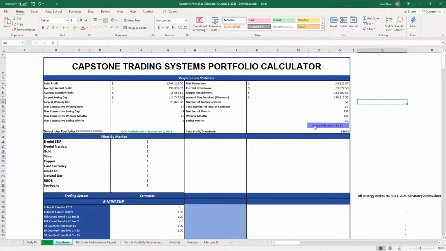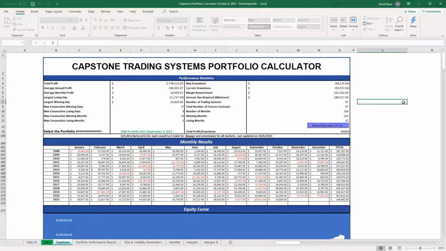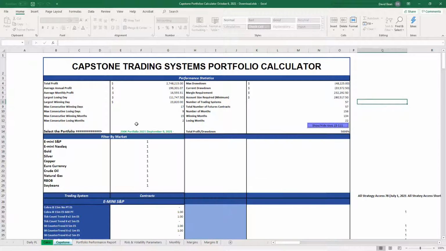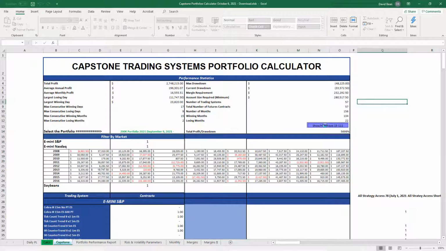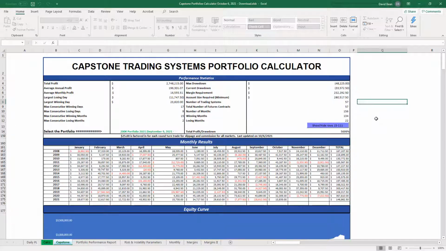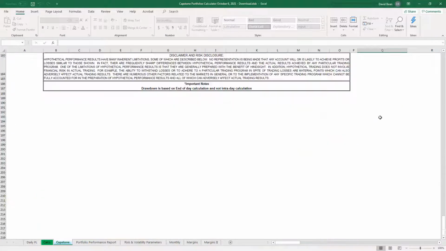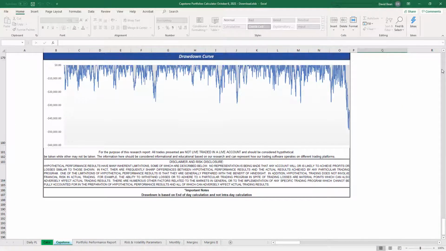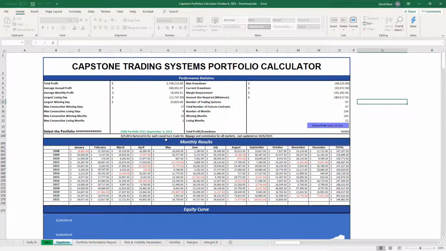And with this filter by market section, you can filter by market by removing markets, and then you can use this button to expand and collapse. We hide these rows so then we can look at the monthlies, equity curve, and drawdown curve more easily. And let's expand that, for example.